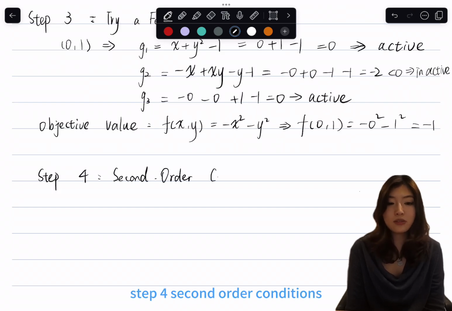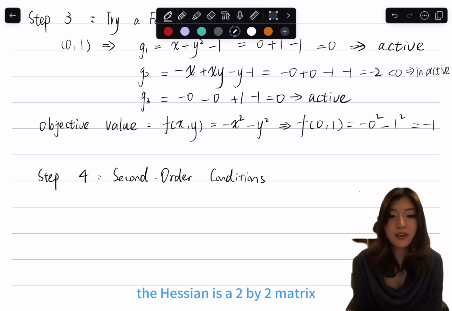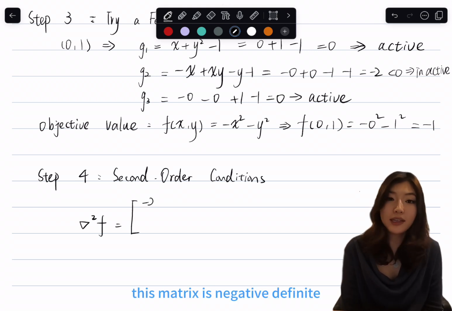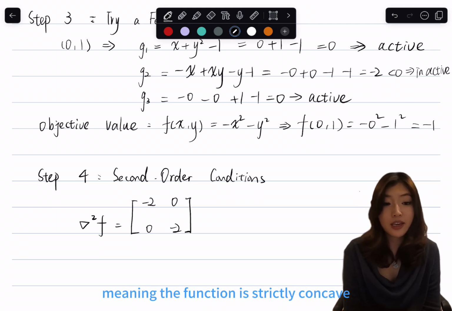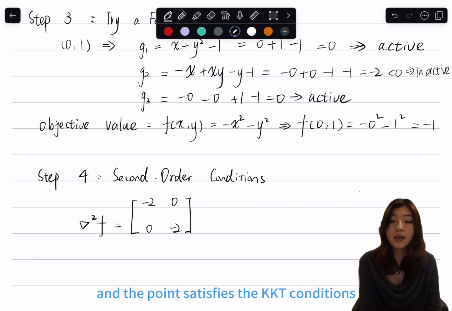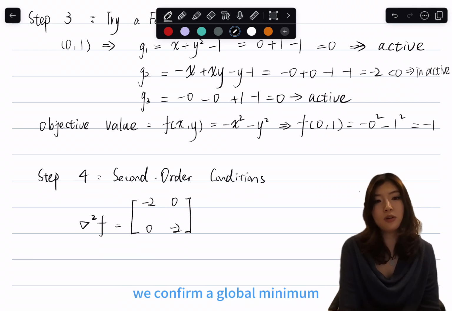Step 4, second order conditions. The Hessian is a 2 by 2 matrix, negative 2, 0, 0, negative 2. This matrix is negative definite, meaning the function is strictly concave. Since the feasible region is closed and the point satisfies the KKT conditions, we can confirm a global minimum.